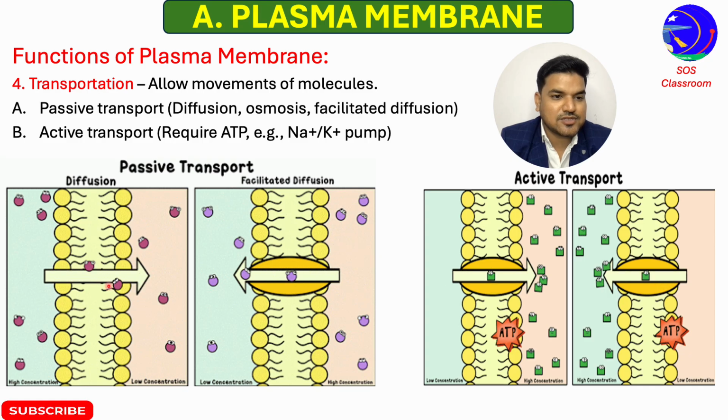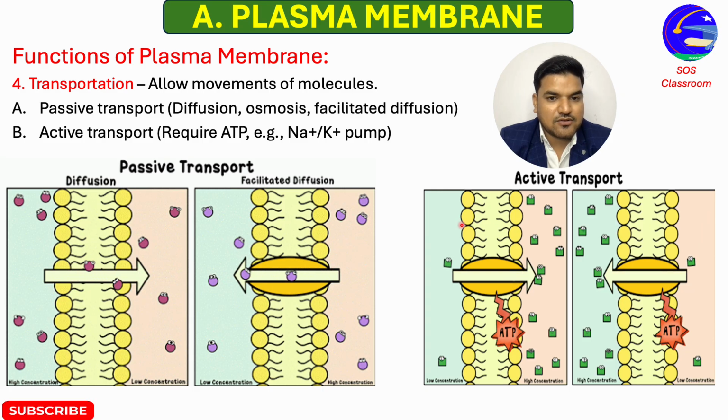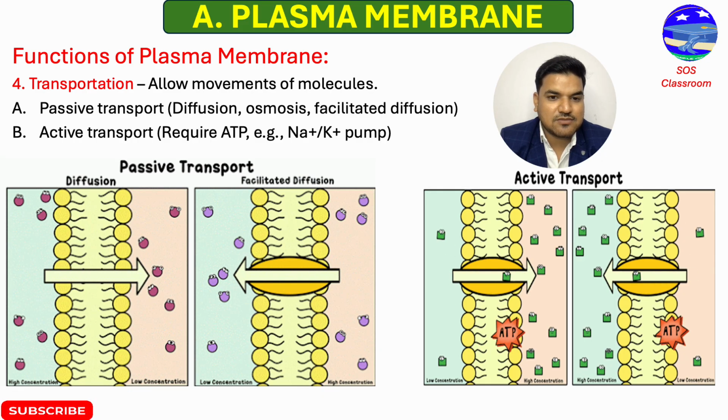You can see this is the diffusion process. In the diffusion process, there is movement of the solute. In osmosis, there is movement of the solvent. In active transport, energy is needed for the movement of sodium and potassium inside and outside of the cells.